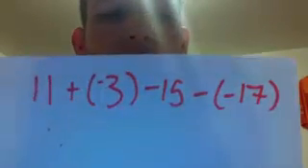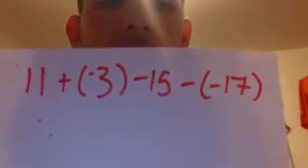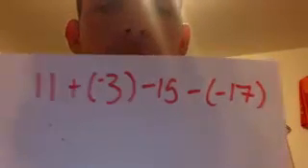I honestly think those are probably all of the hard ones on the first page, but here's another 2 on here that might be hard. Let's try something like this. I'm going to have you do 11 plus negative 3 minus 15 minus negative 17. I will hold that up for you and read it again: 11 plus negative 3 minus 15 minus negative 17.